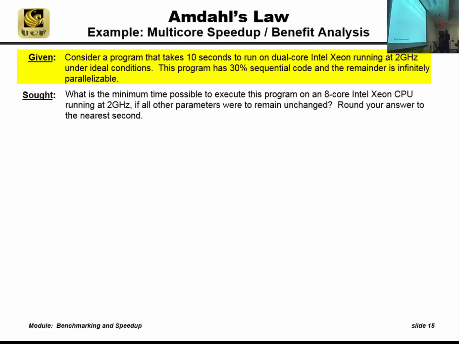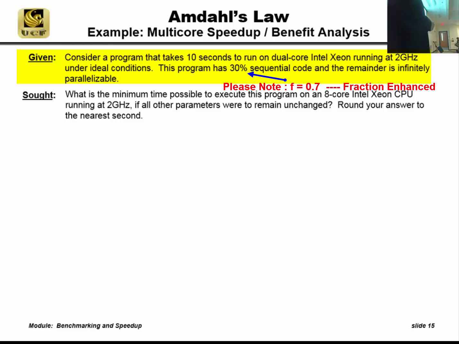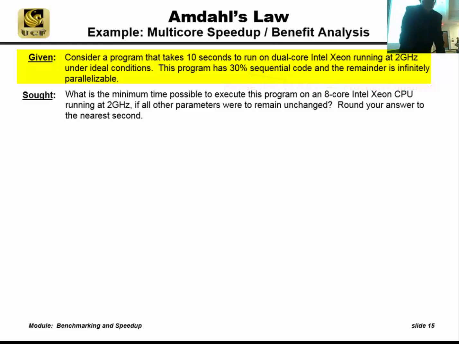So here's a program. We're going to put this to work. 10 seconds on a dual core Xeon, they can go up to 6 cores, 2 gigahertz clock rate under ideal conditions. We say ideal conditions because we can apply this without worrying about overhead and other non-ideal execution time. Here we're just talking about the processor. Either it's parallelizable, it's F, or it's not, 1 minus F.